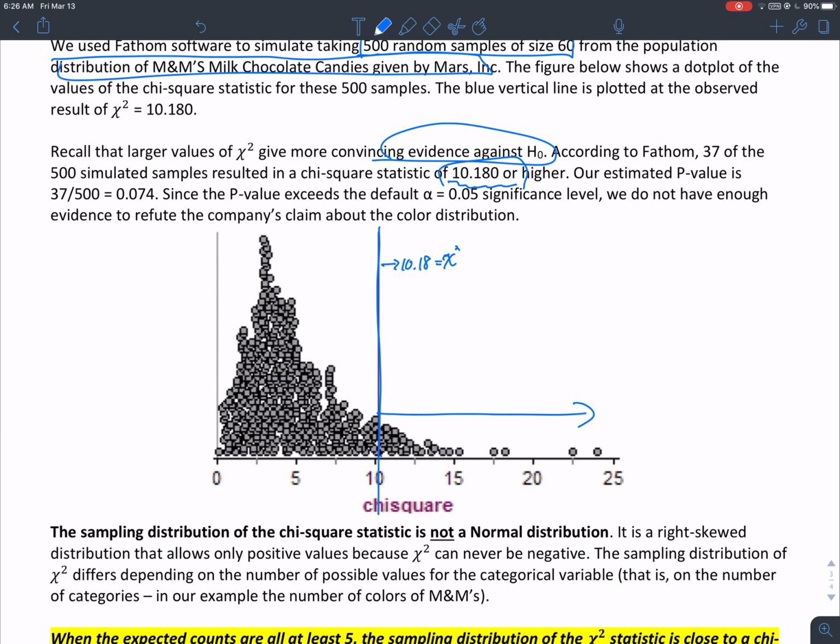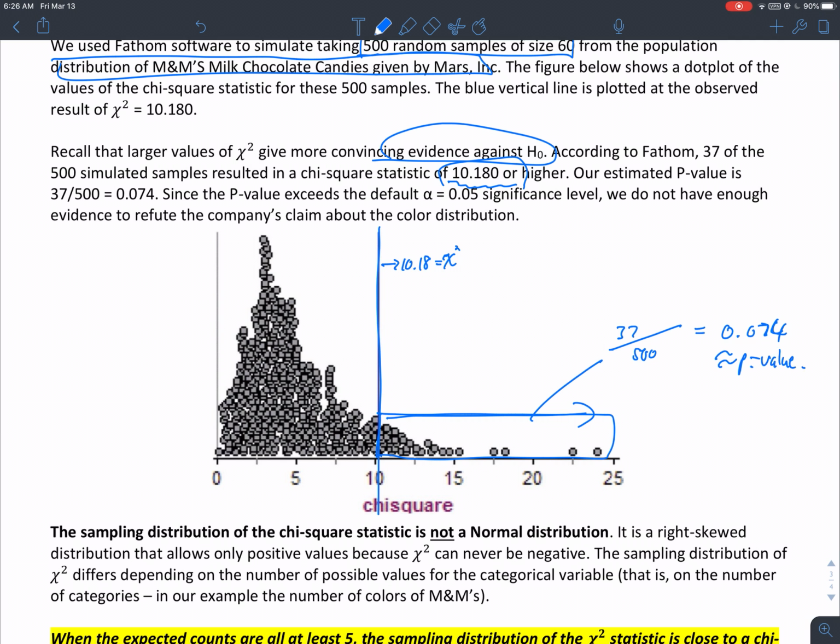Now, this is hard to count because they're not stacked properly. That looks kind of weird. But let's trust them. They said that if you count these dots, what you get is 37 dots. So 37 simulations led me to a chi-square statistic that's 10.18 or bigger. And 37 out of the total 500 simulations is about 0.074. Okay?